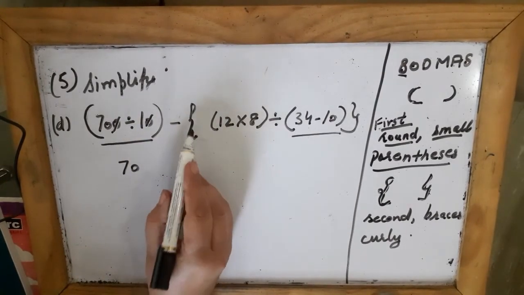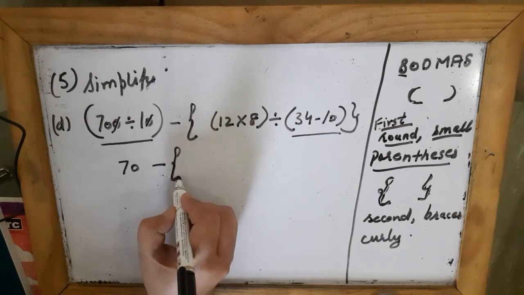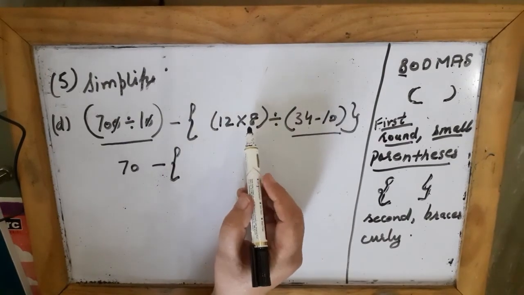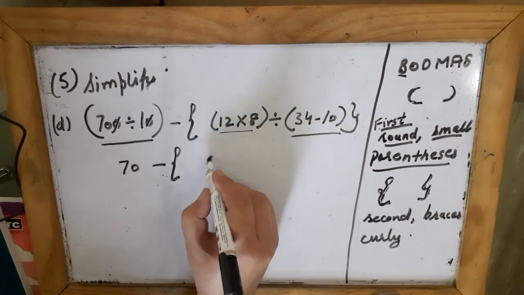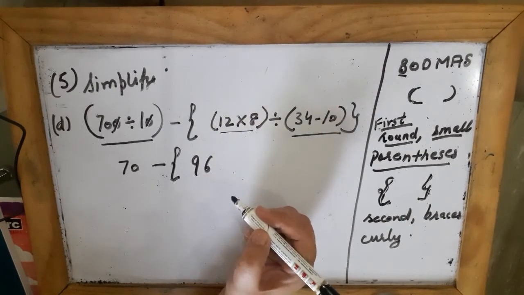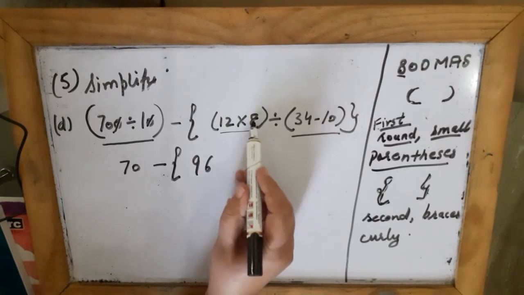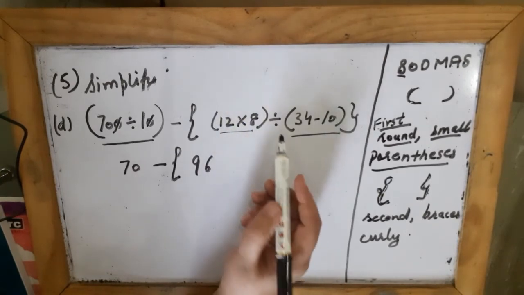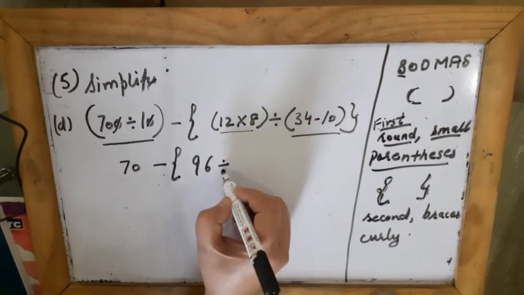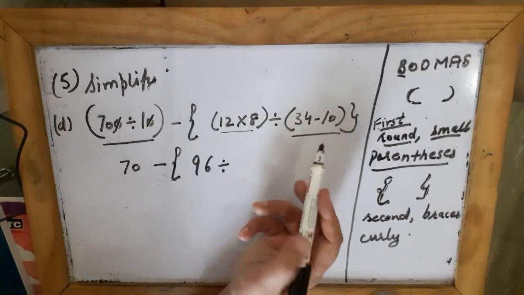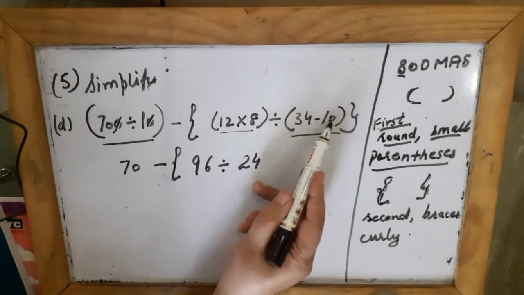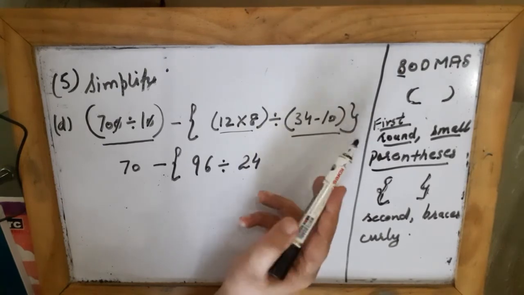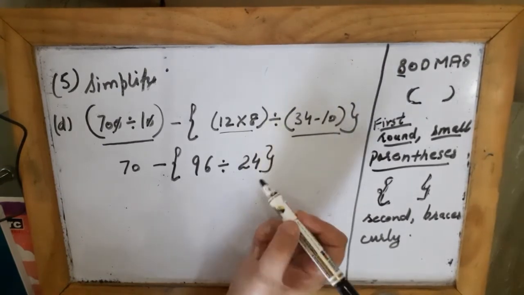And then you have the sign of minus, curly bracket. Now you have this small bracket also. 12 8s are 96. 12 8s are 96. I have solved, so remove the bracket. Now comes the sign of divide. Now 34 minus 10 is 24. So 24, solve the bracket, so I can remove the bracket, and after that you have a curly bracket.